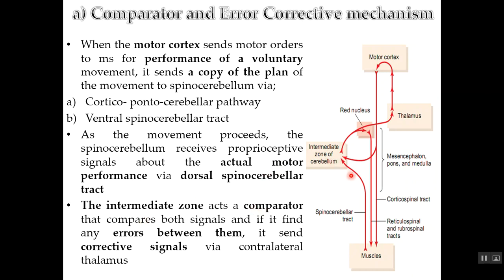What's meant by comparator? It compares the plan with what? With the actual performance. If it finds any errors or deviations between them, it will send corrective signals to the cortex via the contralateral thalamus. Via what? The contralateral thalamus, to correct the error, or send the corrective signal to the motor cortex to correct subconsciously any error present in the movement. This is the comparator and error corrector mechanism.